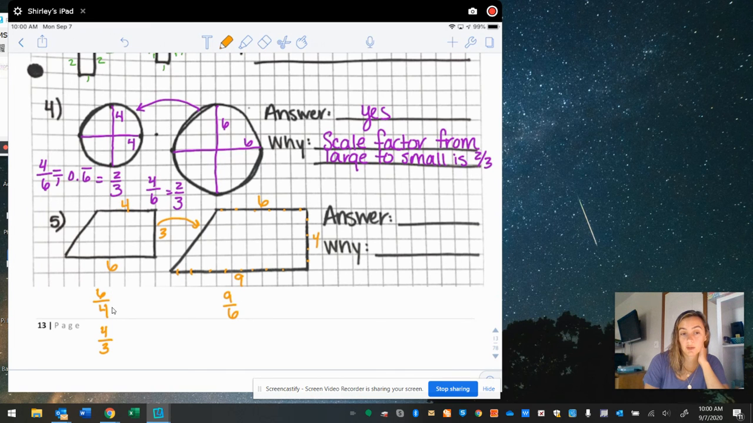6 and 4 I can reduce by 2. So that's going to give me 3/2. I can't reduce this one, so this is completely reduced. And then over here, I can divide these both by 3 and get 3/2. Okay, so even though I found 2 parts that were the same for my scale factor, this one was not the same, right? I have 1, 2, 3, and then I have 1, 2, 3, 4. So I have to make sure that number's the same for all of them. So I'm going to go ahead and say no scale factor.